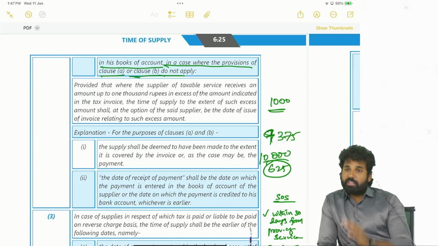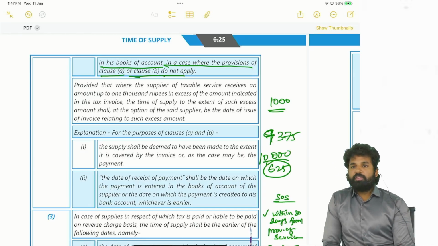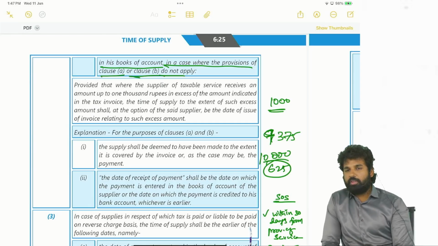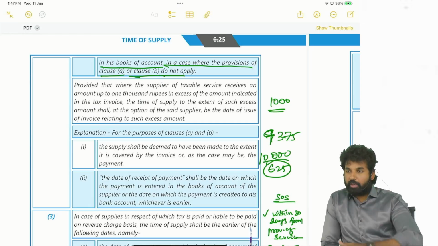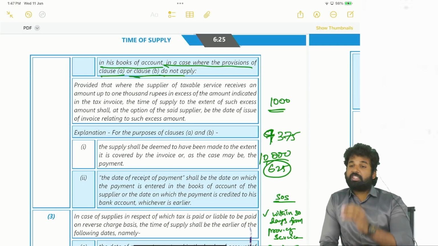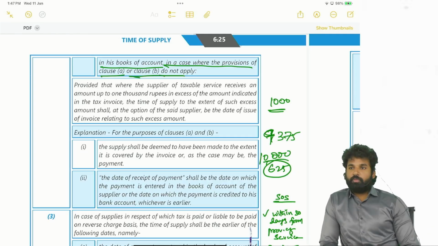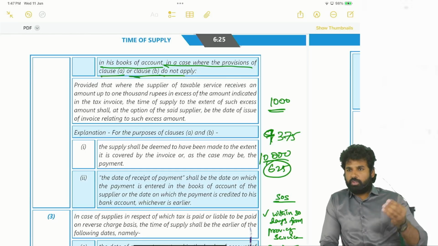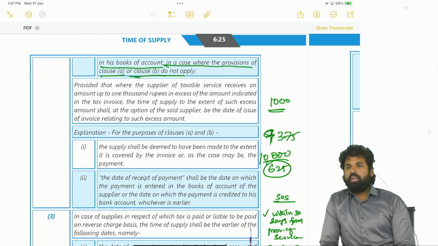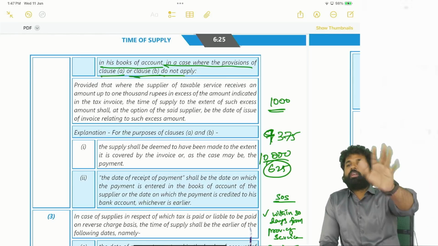In case of goods, in case of services, you have to make the payment of GST whenever you are receiving the advance. Okay, so now you tell me, you are receiving up to 1,000 rupees in excess. The invoice value is 9,375, but you are receiving 10,000 rupees. That means 625 rupees you are receiving extra. Whenever it is a case of goods, it is irrelevant. That means you are receiving advance, but still you need not pay GST. Whenever you are making the actual supply, then only you will make the payment of GST.